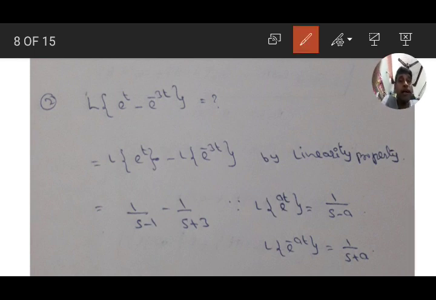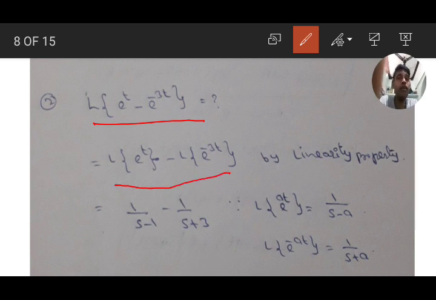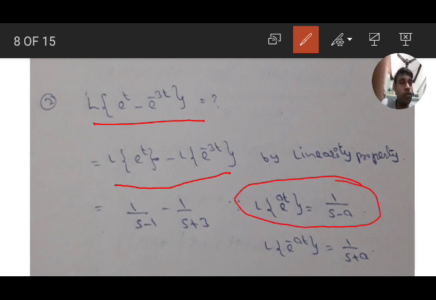Find the Laplace transform of e to the power of t minus e to the power of minus 3t. So it is the algebraic sum of two functions, e to the power of t minus e to the power of minus 3t. By linearity property, we divide it into two functions, L of e to the power of t minus L of e to the power of minus 3t. So it is two formulas, L of e to the power of at formula 1 by s minus a, where a equal to 1, and L of e to the power of minus at, a equal to 3. So 1 by s minus 1, minus 1 by s plus 3.